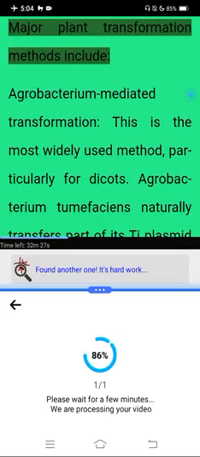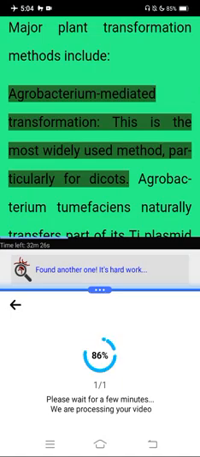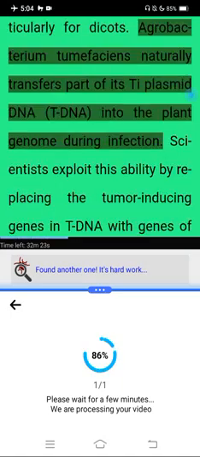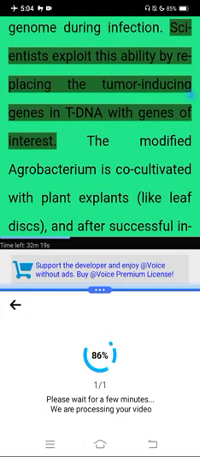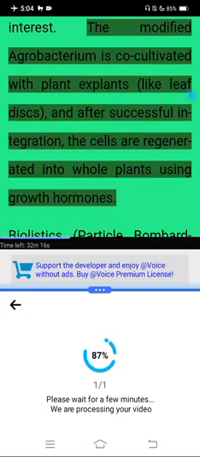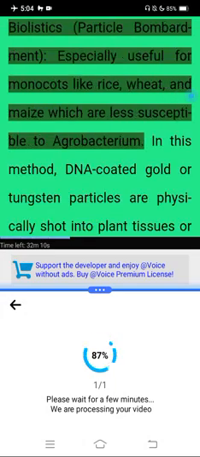Major plant transformation methods include Agrobacterium-mediated transformation. This is the most widely used method, particularly for dicots. Agrobacterium tumefaciens naturally transfers part of its Ti plasmid DNA, T-DNA, into the plant genome during infection. Scientists exploit this ability by replacing the tumor-inducing genes in T-DNA with genes of interest. The modified Agrobacterium is co-cultivated with plant explants like leaf discs, and after successful integration, the cells are regenerated into whole plants using growth hormones.